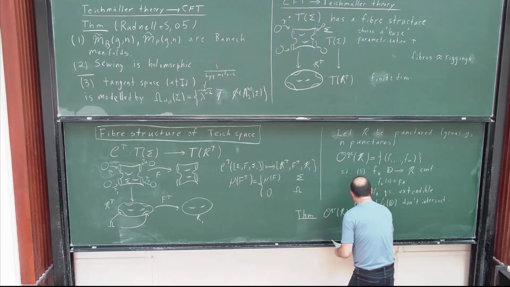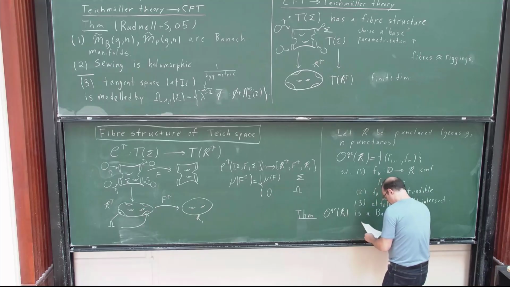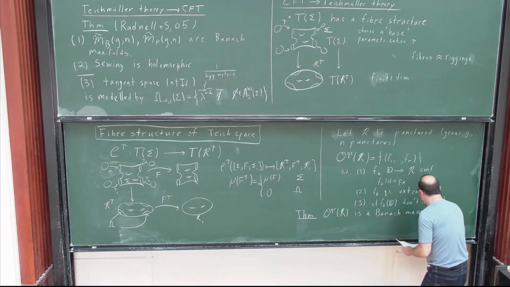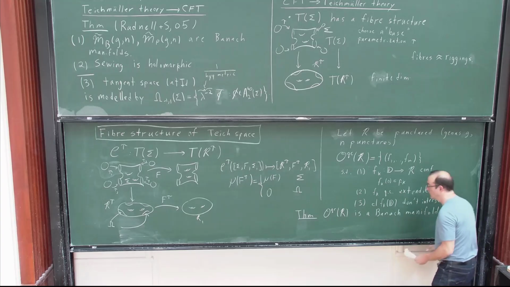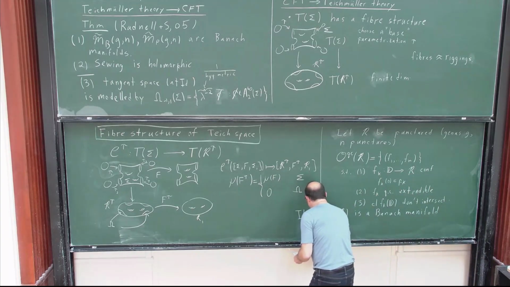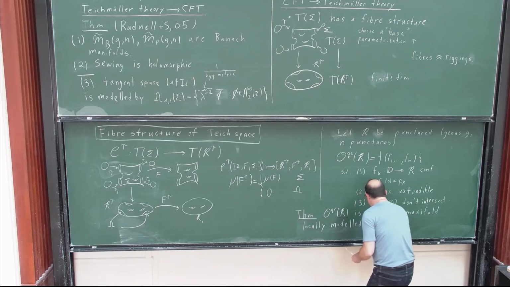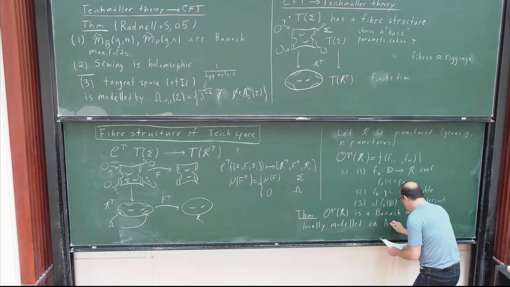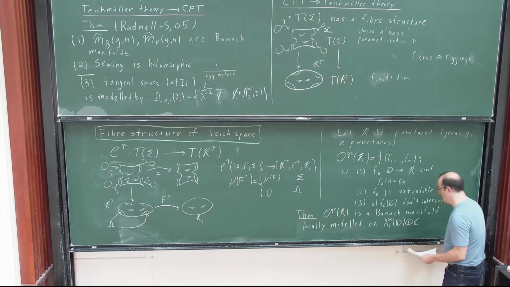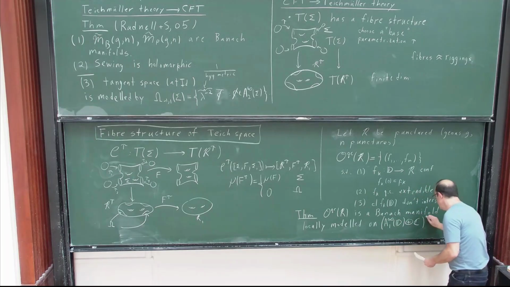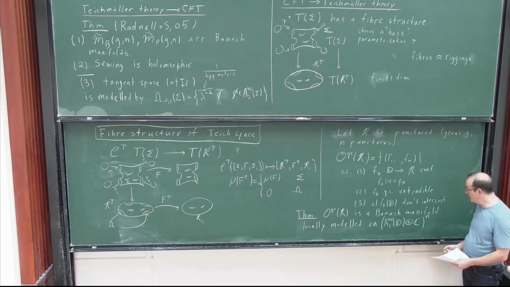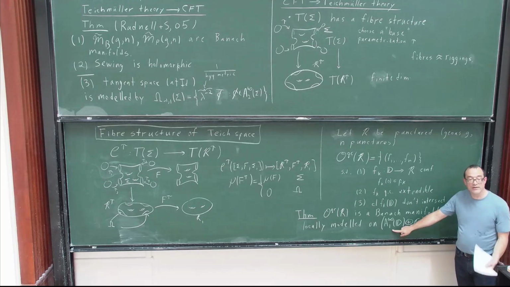O QC of R is a Banach manifold, locally modeled on A 1 infinity of D plus C raised to the nth power, or n direct sum. I can't remember whether I defined this last time, but I'm going to do it again, obviously. So this is a space of 1 forms.